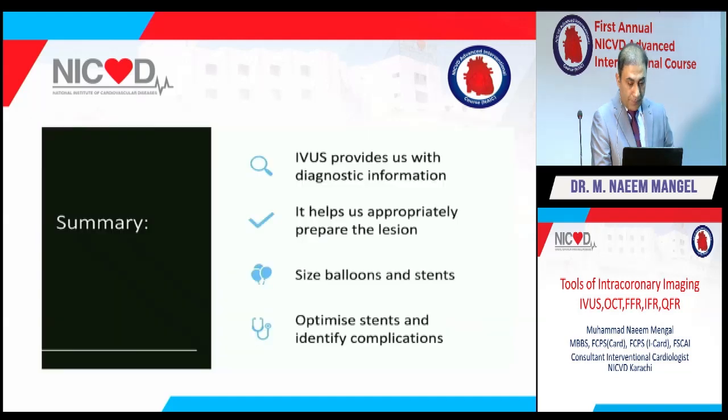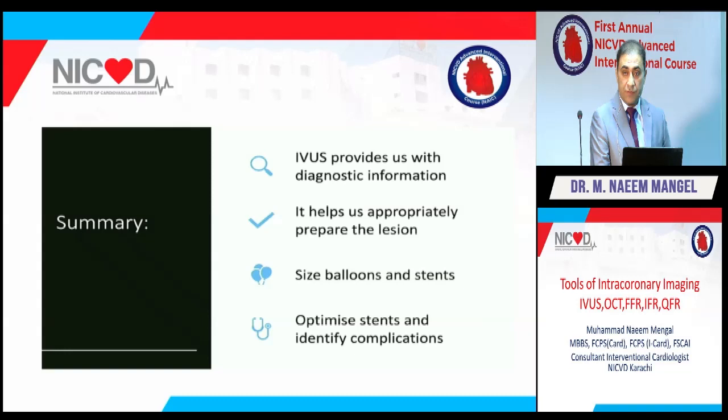So in summary, remember this: IVUS provides us with diagnostic information on the basis of which we can decide the lesion type, our gadgets, how to prepare such lesions, and whether we should go for stenting or go with POBA only, and also the way how to prepare these lesions. For example, we should go with rotablation, cutting balloons, or lithotripsy, and definitely the size of the balloon and stent.